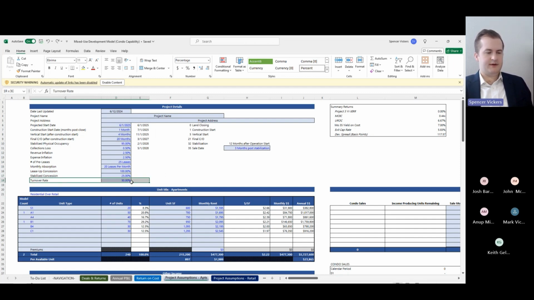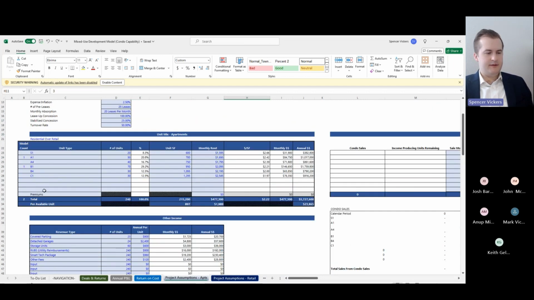Turnover rate just deals with unit turnover assumptions, which affects gain and loss to lease and all that. So then the actual sale information, right? So you've gone through and made these other timing assumptions. The actual sale date is made here, which is just a figure that's a certain amount of months after stabilization. You could set this to a negative number if you wanted to sell prior to stabilization. Maybe that's how you operate your developments.